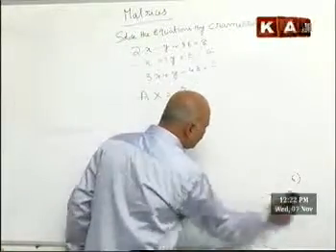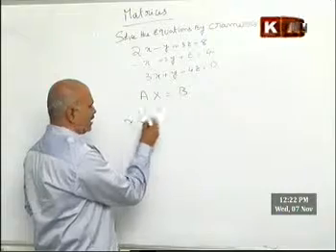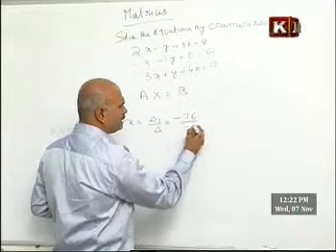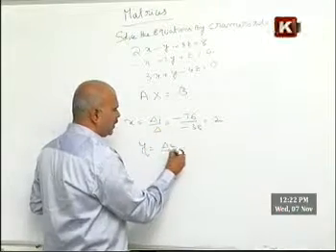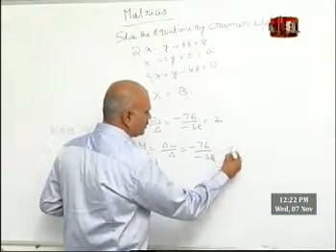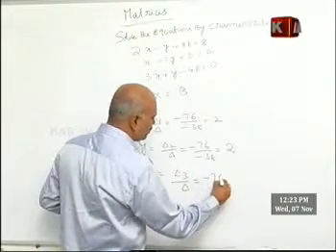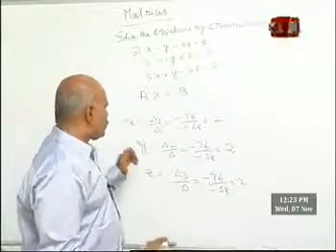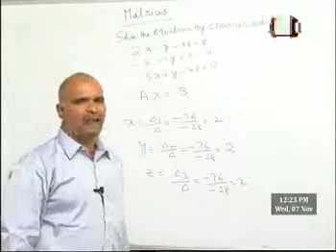By the known facts or by our basic knowledge, we may come to conclusion x as delta 1 by delta, that everybody will know, minus 76 by minus 38, so this is equal to 2. Y is delta 2 by delta, this I can write minus 76 by minus 38, that is also equal to 2. Similarly, z is equal to delta 3 by delta, that is equal to minus 76 by minus 38, that is also 2. So you got the x value, the y value, the z value.